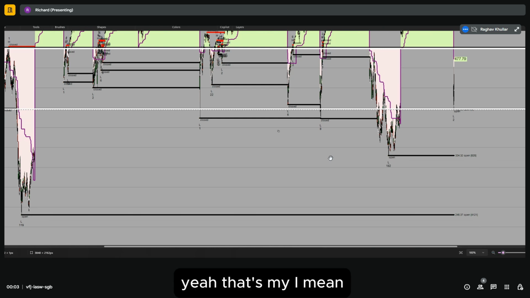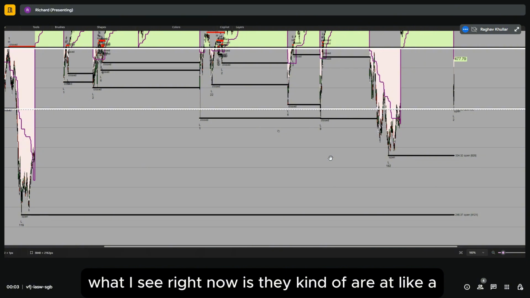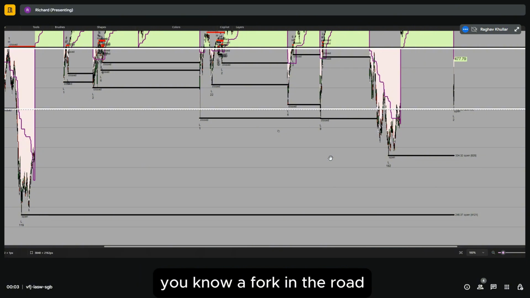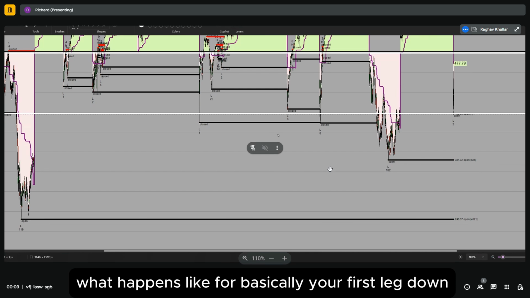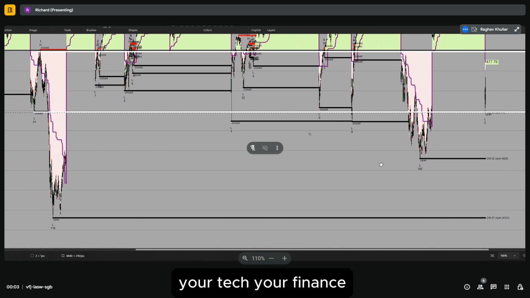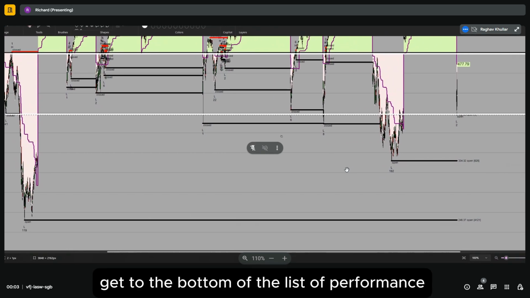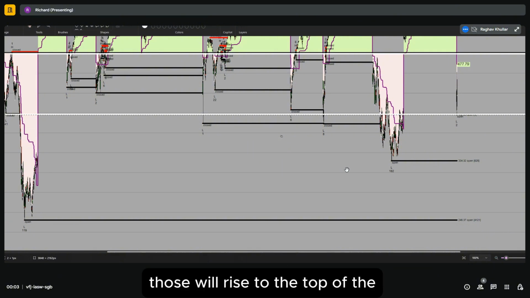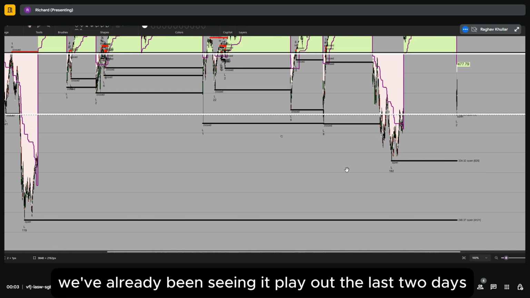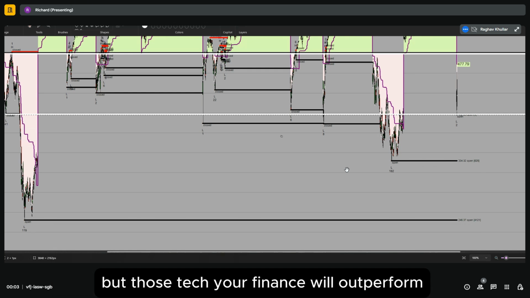Yeah, what I see right now is they kind of are at a fork in the road, but they've laid the groundwork at least to blame a further correction on Nvidia. From a sector analysis I've been doing, looking at these past corrections, for your first leg down, your tech and your finance get to the bottom of the performance list, and then in the dead cat bounce, those rise to the top. We've already been seeing it play out the last 2 days, but those tech and finance will outperform.